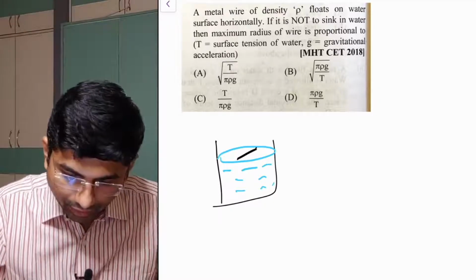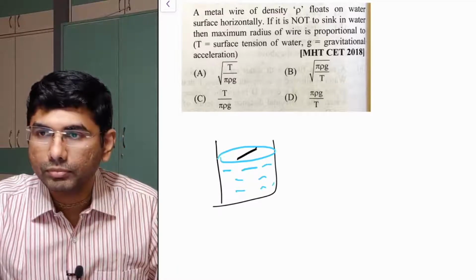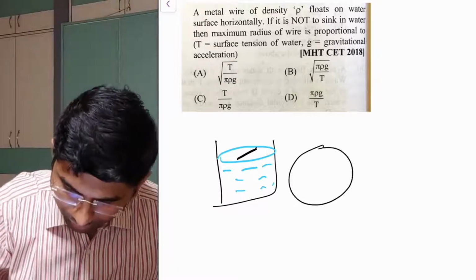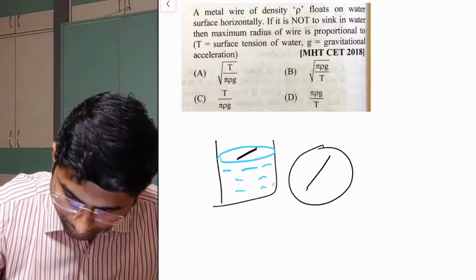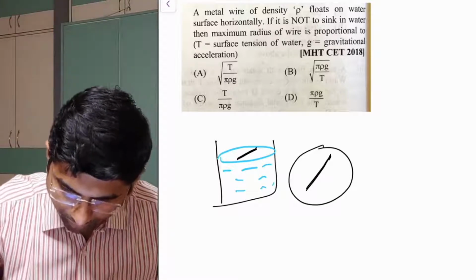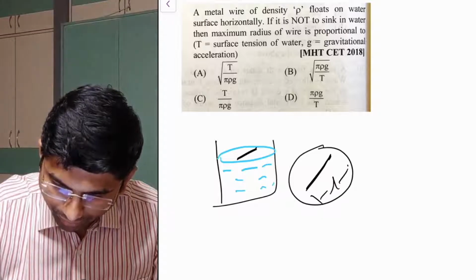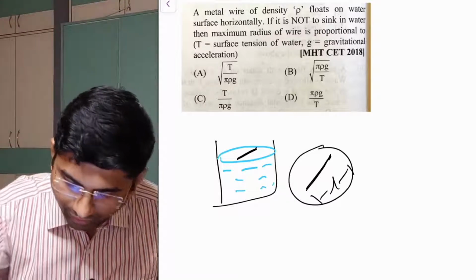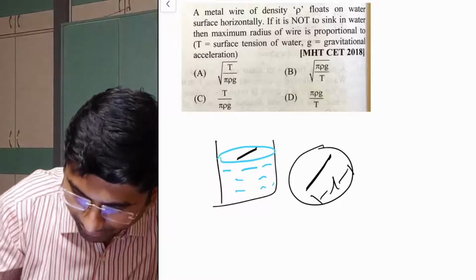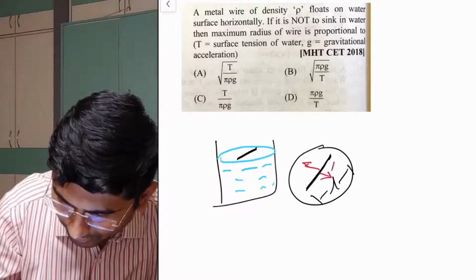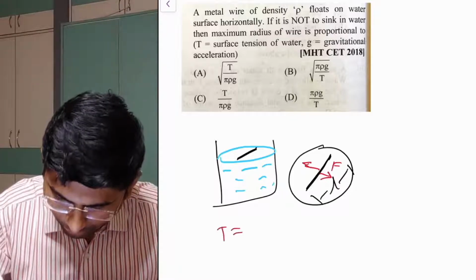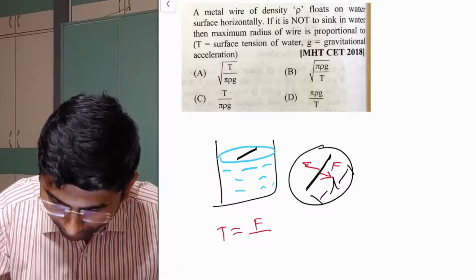Okay, in this case now I'll show you the top view of this water. This water is like this, and this wire is here. And the length of wire is given to us, that is something like L. It's not given, but I am just considering it to be L. And in that case, we will have a force acting on this, which will be tangential to the surface. And then we can say tension is equal to force upon effective length.